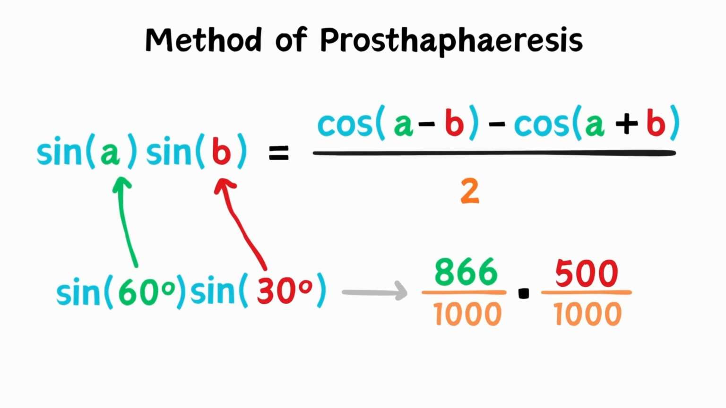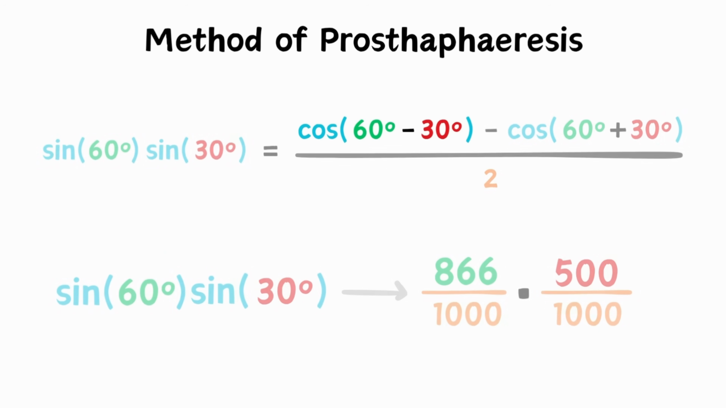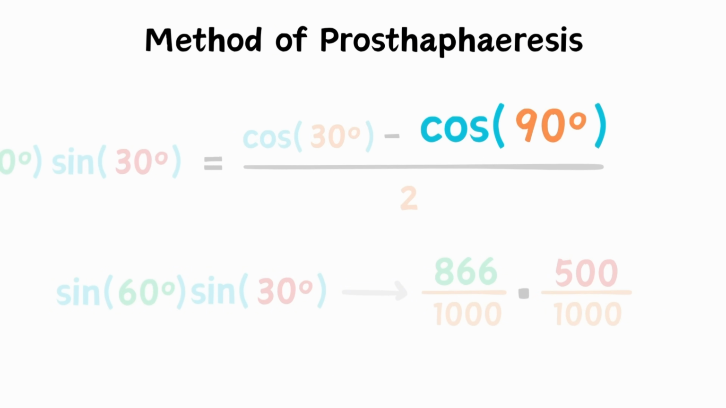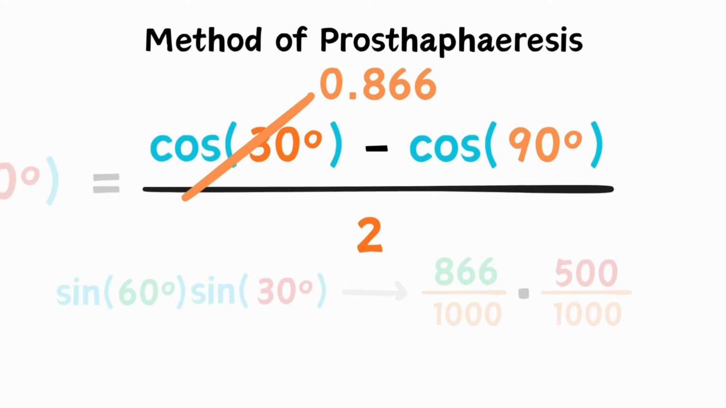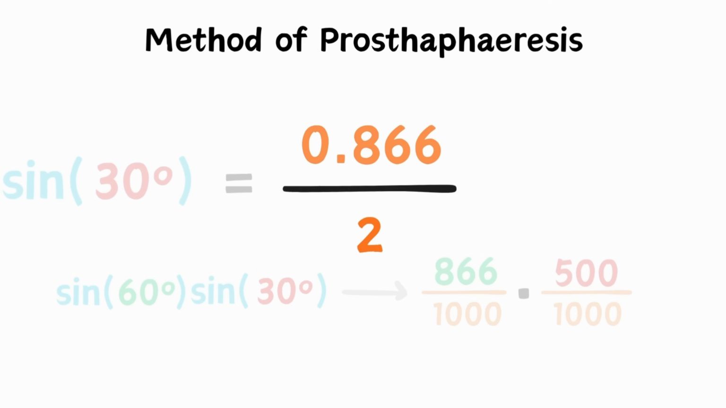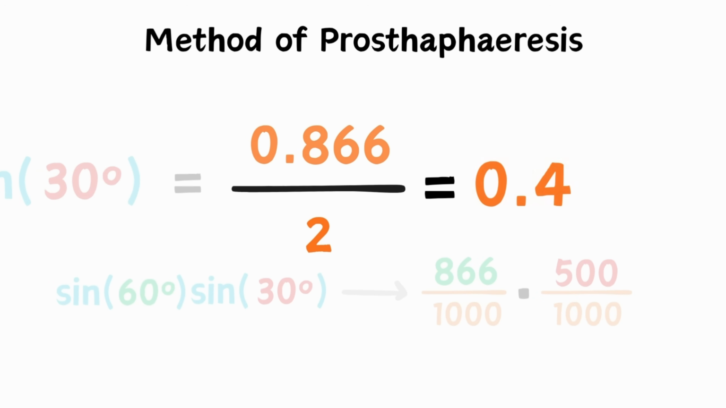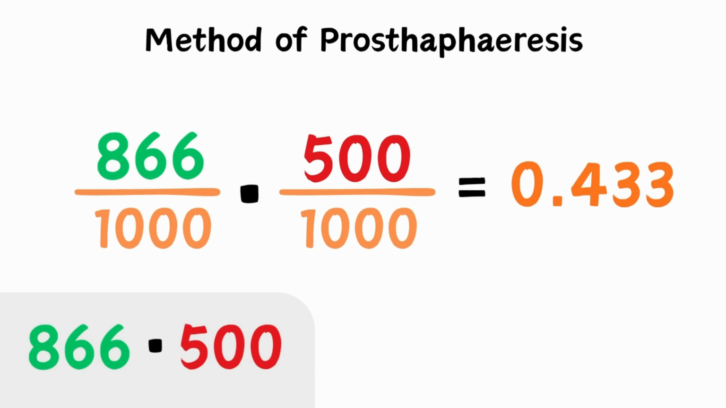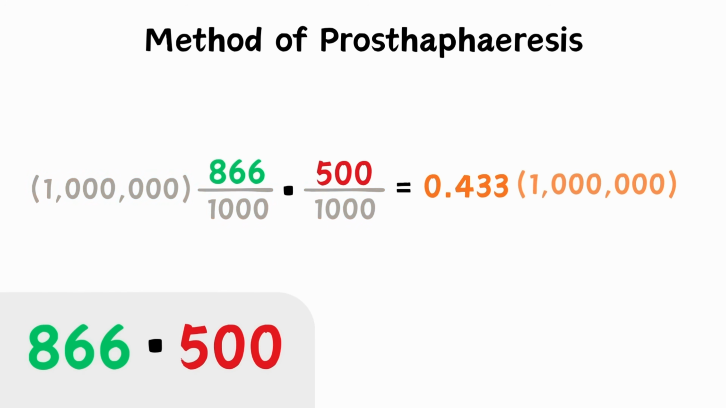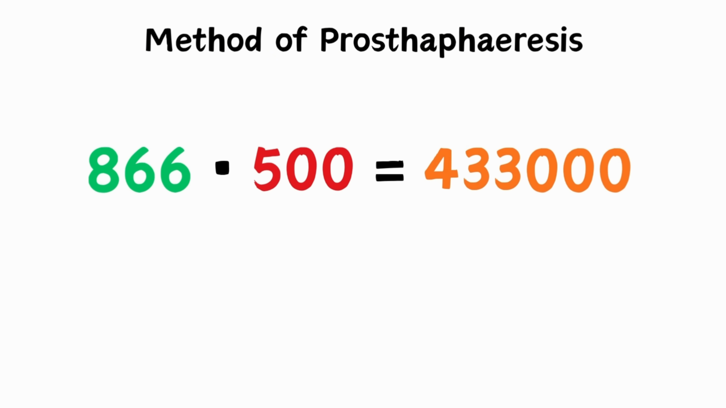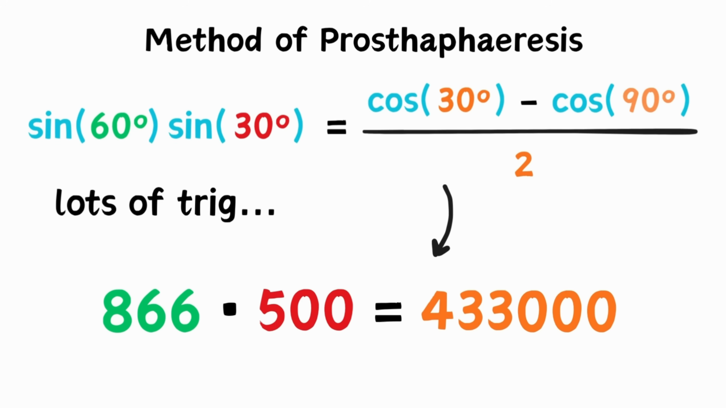For now, if we plug in 60 degrees for A and 30 degrees for B, then we need the cosine of 30 degrees and the cosine of 90 degrees. Cosine of 30 is around 0.866 and cosine of 90 is 0. Now just divide this by 2 and we get 0.433. Now, to get back to our original equation, we just need to multiply both sides by 1,000,000, giving us our answer. Obviously, for this method to work, one would have to know their trig functions.